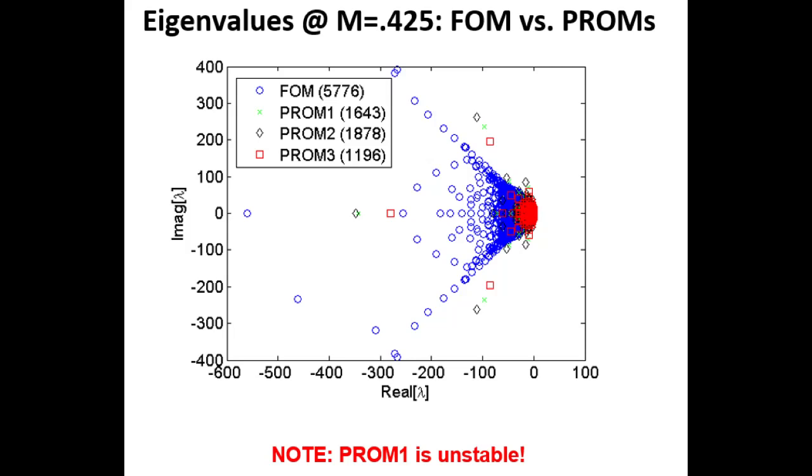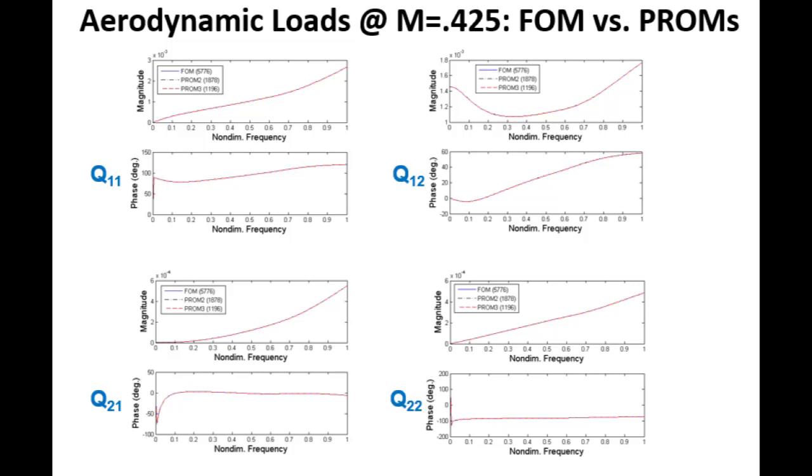When the Mach is increased to 0.425, however, parametric reduced order model 1, which is based on the first order MEPs, cannot hold stable, as a few of its eigenvalues become unstable. Apart from PROM 1, PROM 2 and 3 are stable, and their frequency responses show excellent agreement with the full order model.